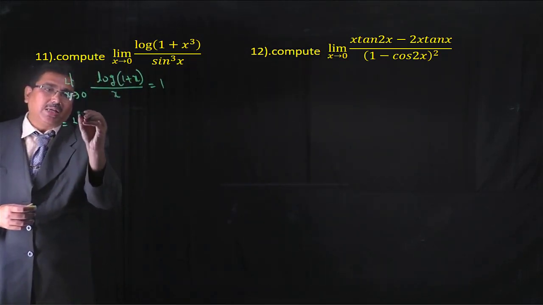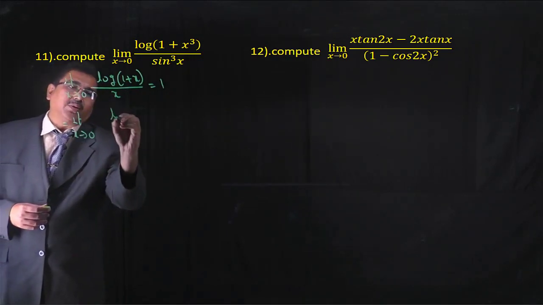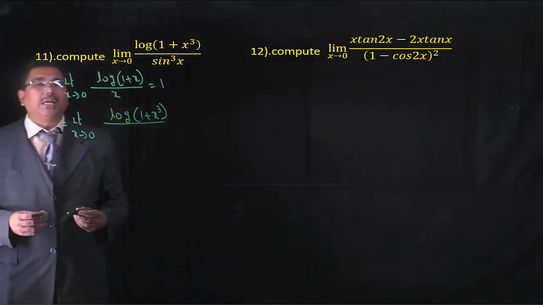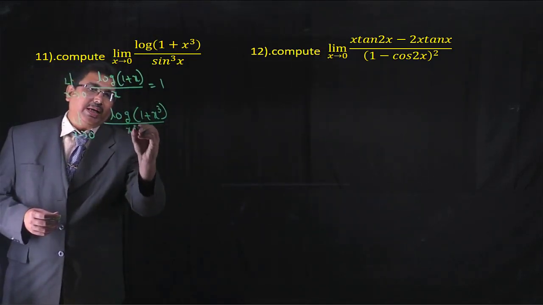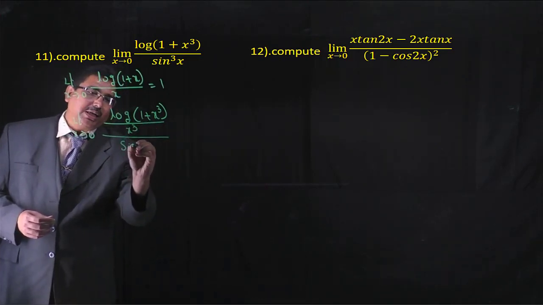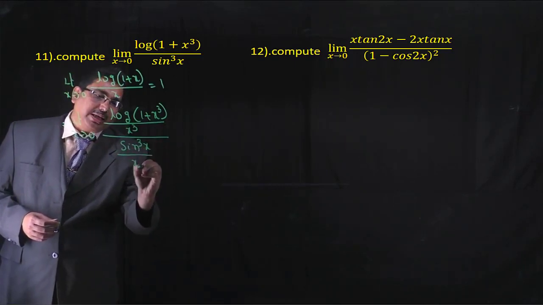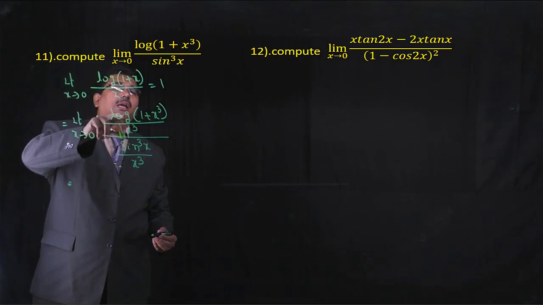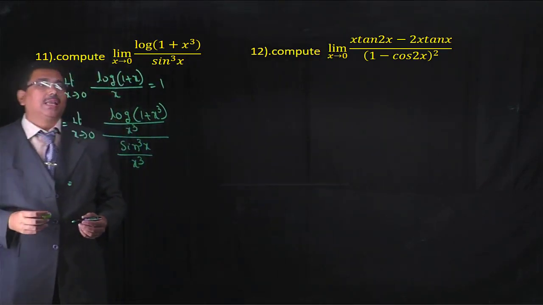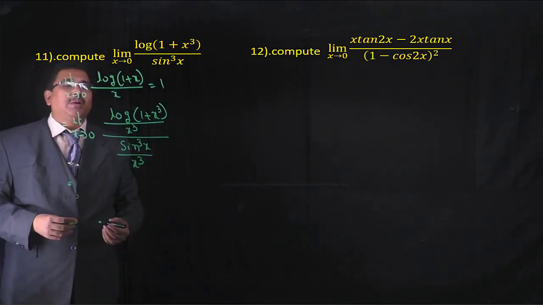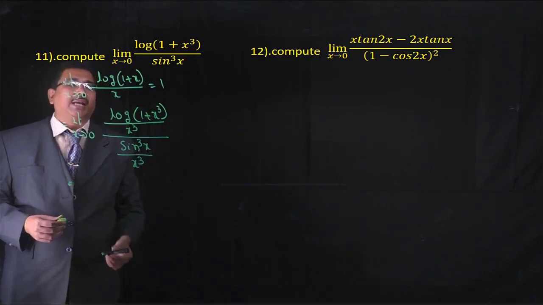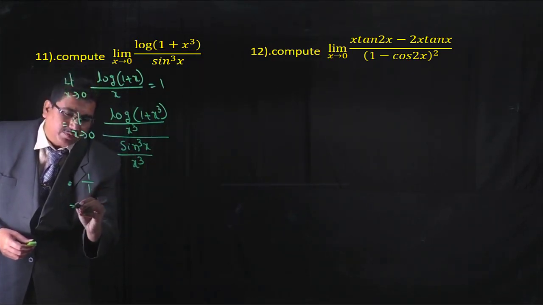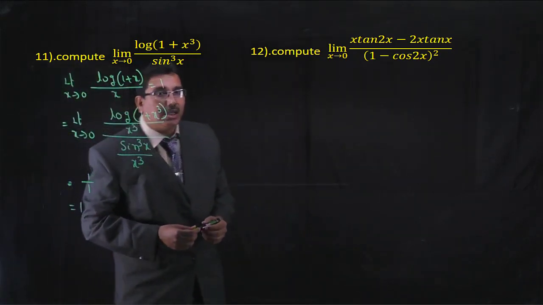That is equal to limit x tending to 0 of logarithm of 1 plus x cube. Here, divide numerator and denominator by x cube, so the denominator becomes sin cube x divided by x cube. Now, applying the above formula, limit y tending to 0 of logarithm of 1 plus y divided by y is equal to 1. In the denominator also, limit x tending to 0 of sin cube x divided by x cube is equal to 1. So 1 by 1 is equal to 1. That is the limit value of the given problem.